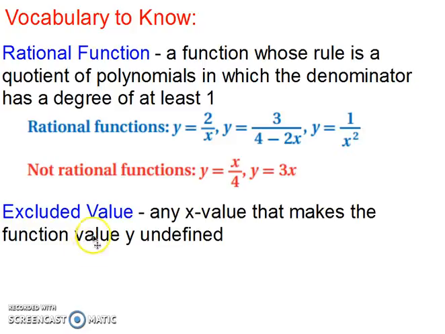So we have an excluded value. An excluded value is any x value that makes the function value y undefined. So if we put a 0 on the bottom of this, y equals 2 divided by x, if we substituted 0 in for x, that would make y undefined. So that would be an example of an excluded value. It can't be an answer.